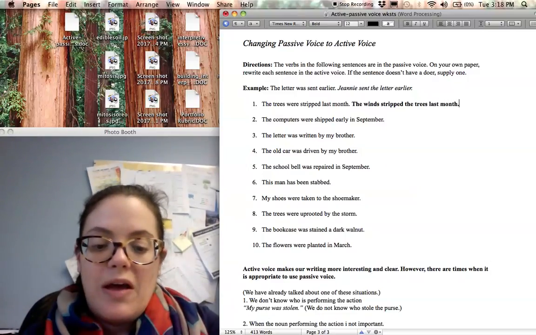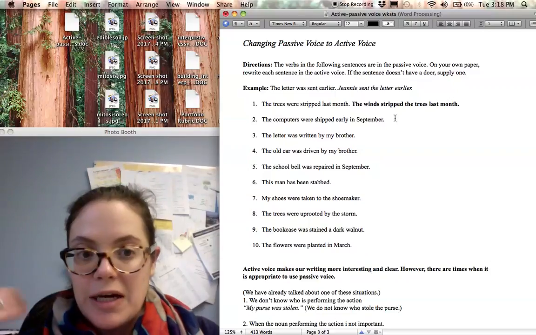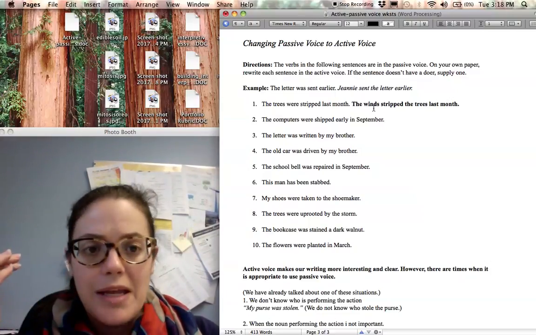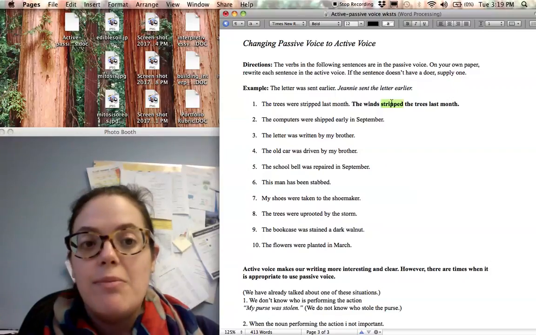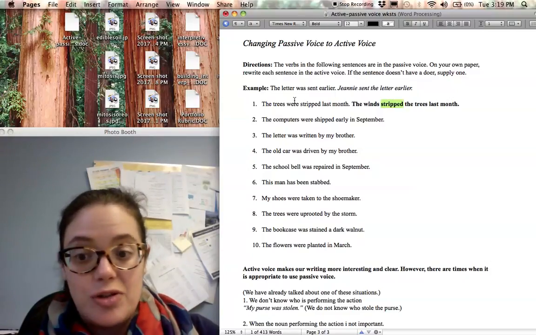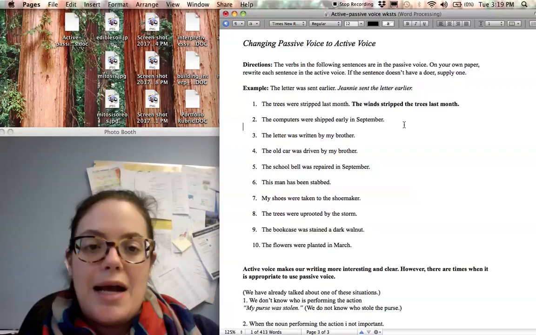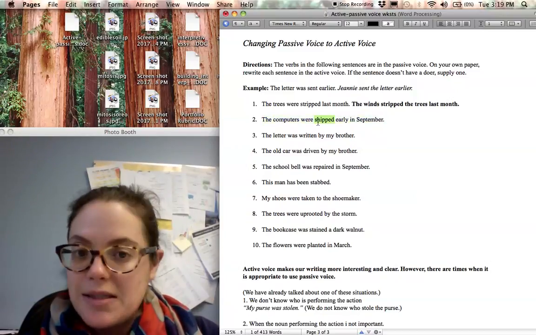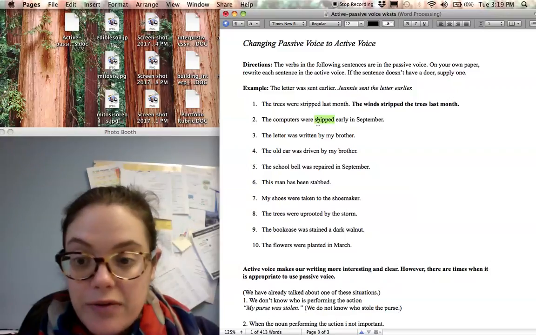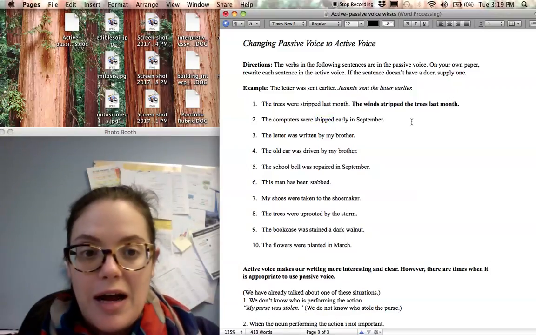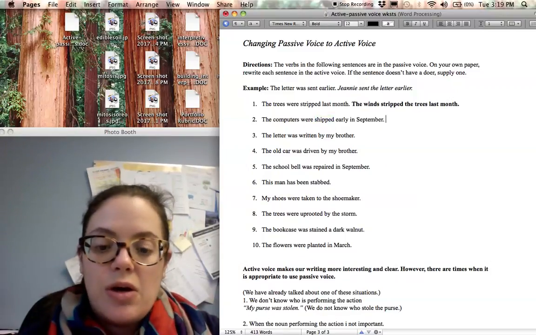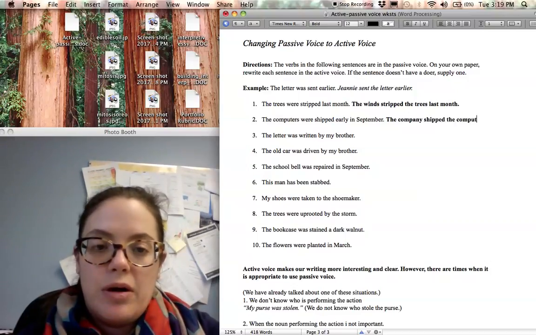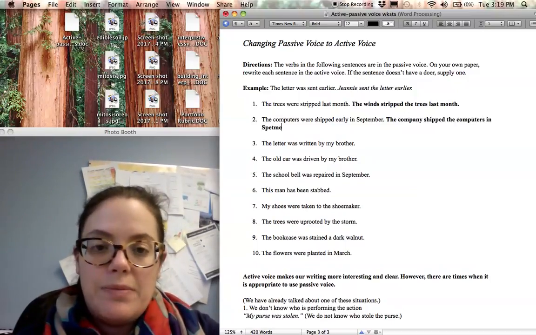If I didn't have a subject there, but I want to change it to active, I can just add a subject. Here the subject is actually performing the action. The trees did not strip themselves. All right, the computers were shipped early in September. The computers are not shipping themselves, so we need to add a doer, add a subject. So the company shipped the computers in September.